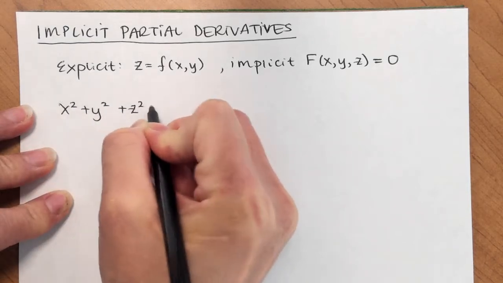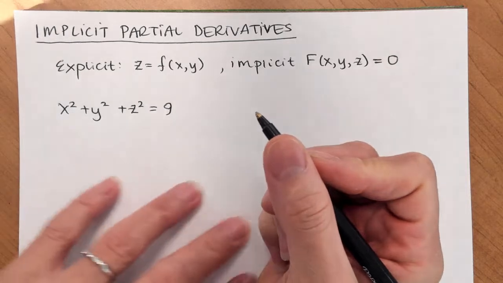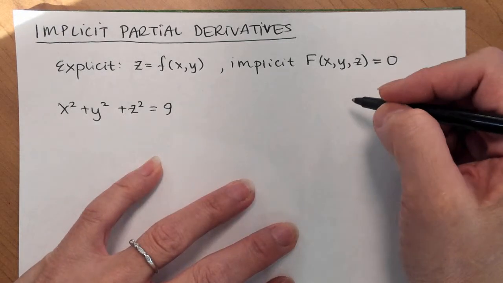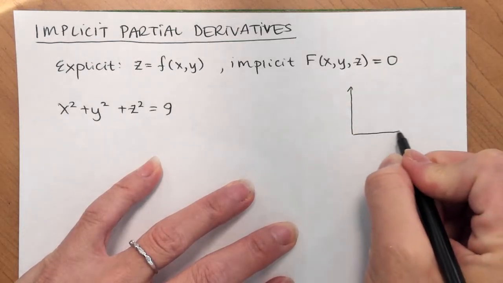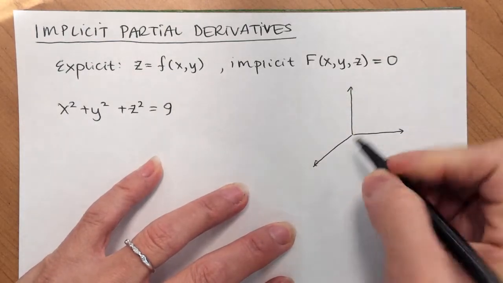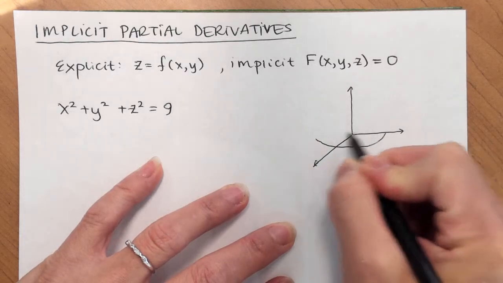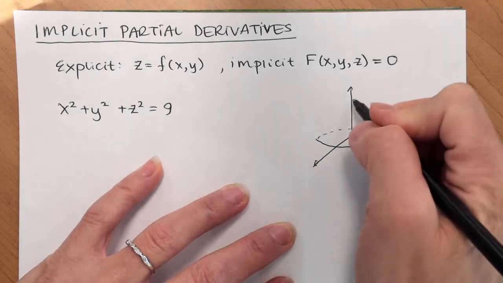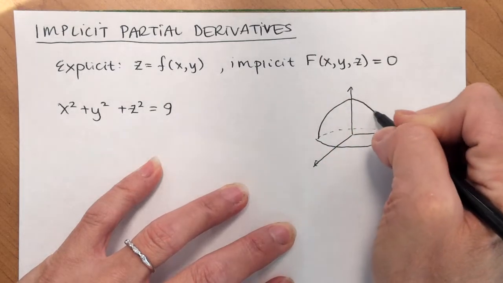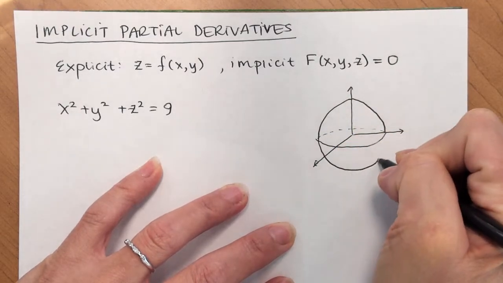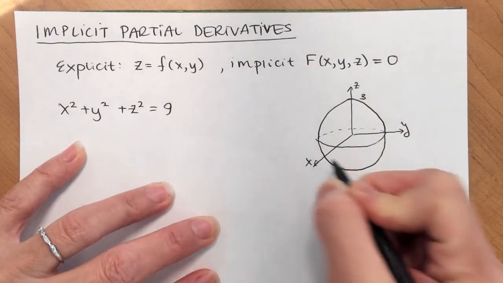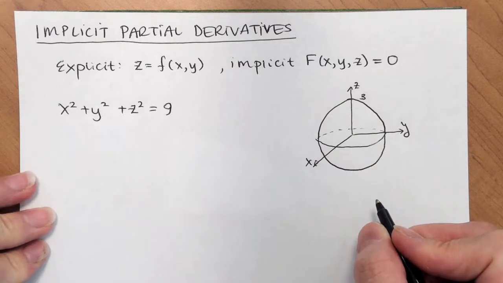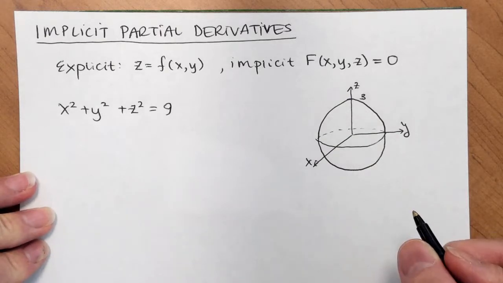An example of an implicitly defined function of two variables is x squared plus y squared plus z squared equals 9, which obviously describes a sphere of radius 3 units in 3-dimensional space. So here is my surface. If you're given an x and a y, you can solve this formula for z.